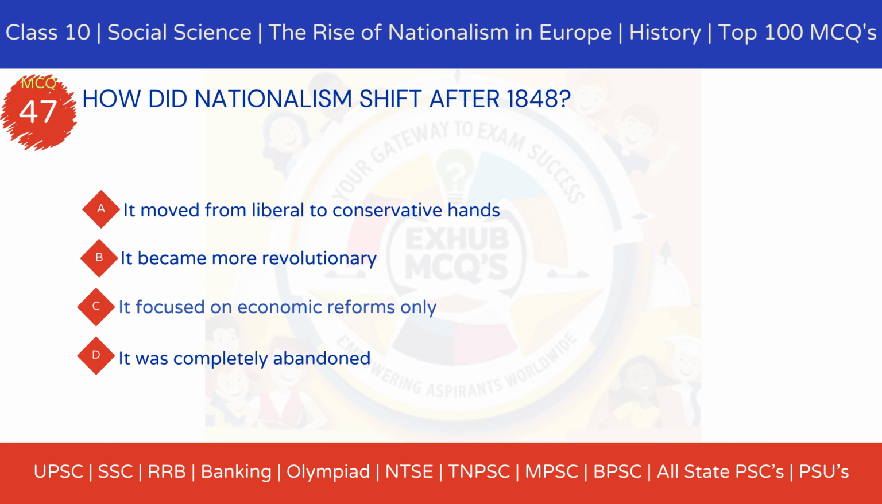MCQ 47. How did nationalism shift after 1848? Option A, it moved from liberal to conservative hands. Option B, it became more revolutionary. Option C, it focused on economic reforms only. Option D, it was completely abandoned.